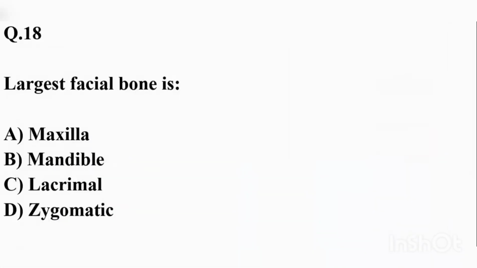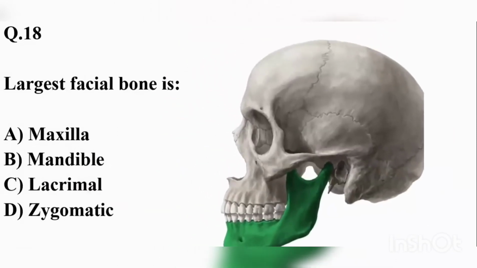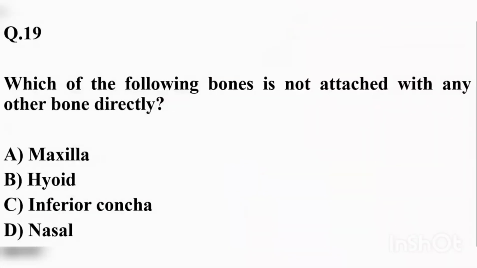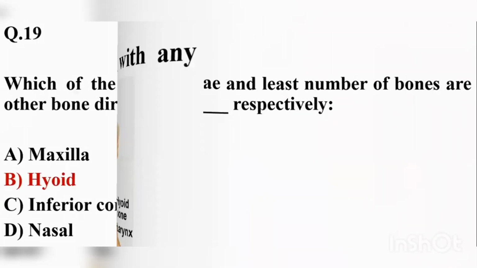The largest facial bone is the mandible, and it is also the only movable bone in the skull or face. Which of the following bones is not attached to any other bone directly? It's the hyoid bone, which is not directly attached to other bones in the skull or vertebral column.